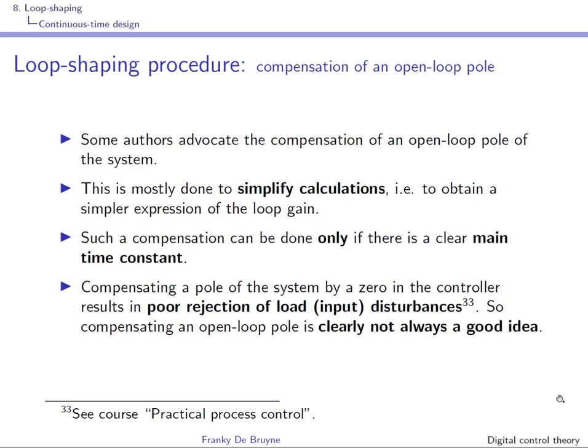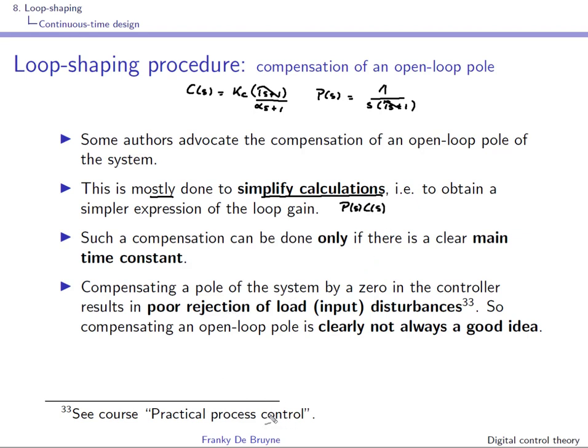Some authors in reference books, in courses, sometimes advocate to compensate an open loop pole of the system, and we have been doing this also in this course for our process, which is 1 over s times (Ts plus 1). We had used this controller Kc (Ts plus 1) over (alpha s plus 1), and you can see here that this open loop pole is cancelled by a zero of the controller, and this is mostly done because we want to simplify calculations and obtain a simple expression of the loop gain P(s)C(s).